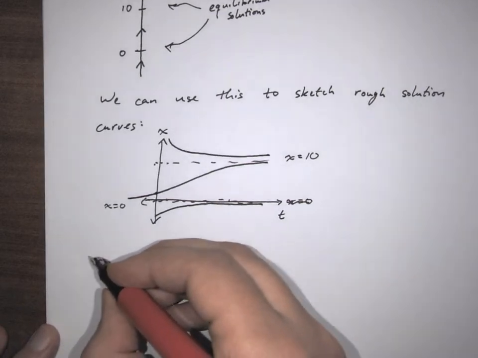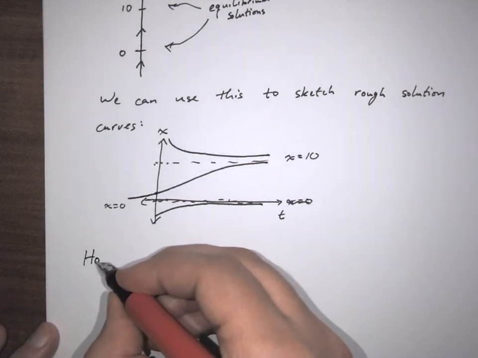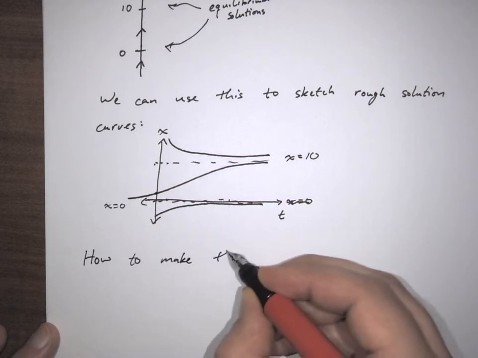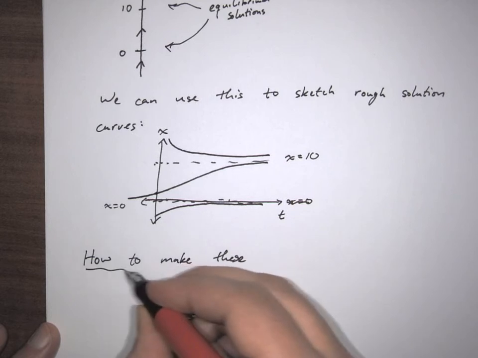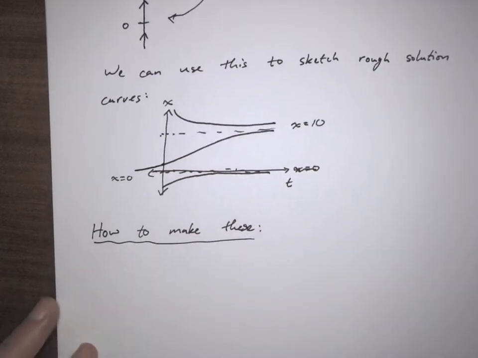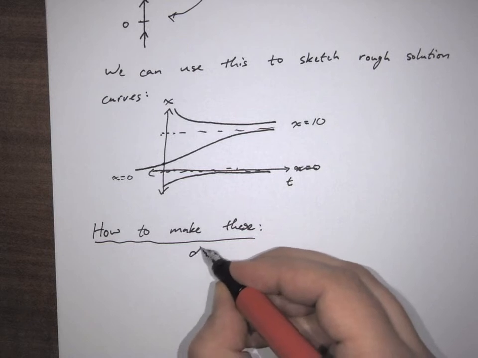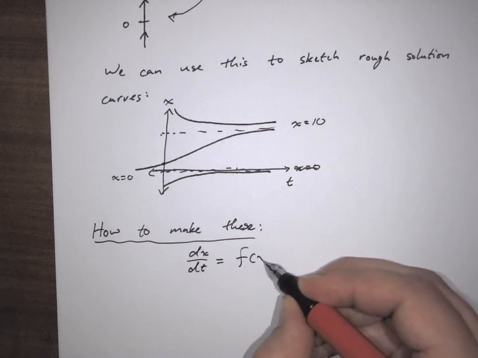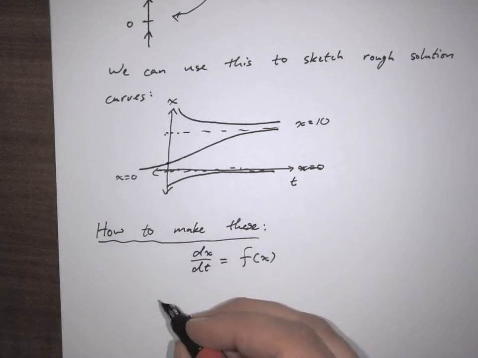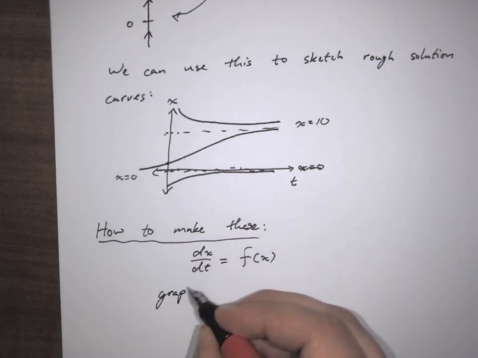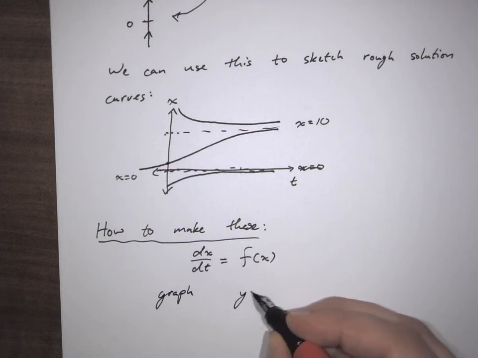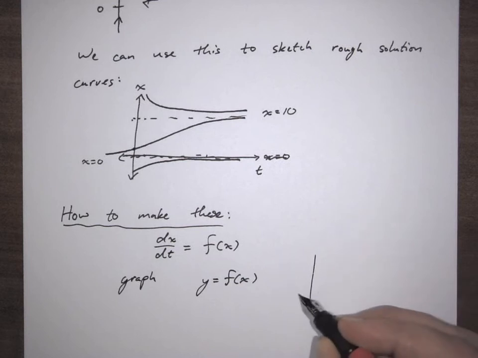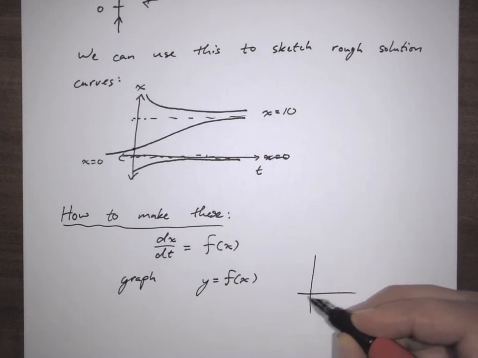Now here's how we make these. How to make these. So what we just need to look at is in our differential equation, which again has the form dx/dt just equals some function of just the x, we can just graph y equals f(x), and let's say it's going something like this.